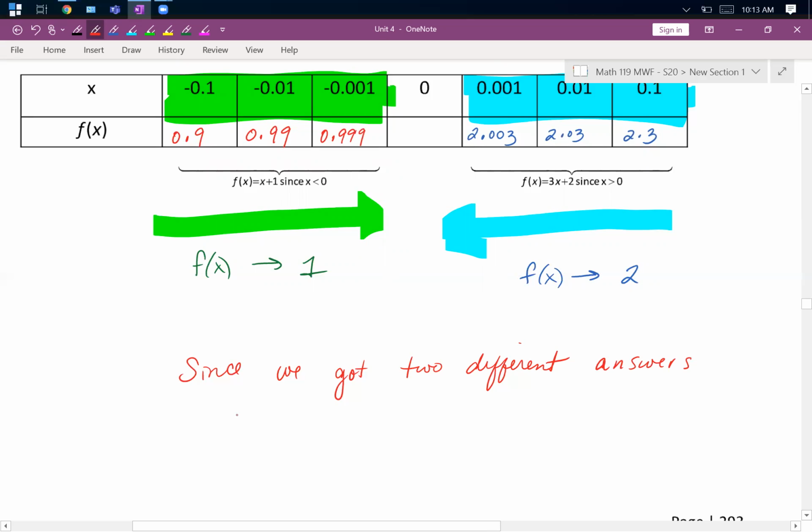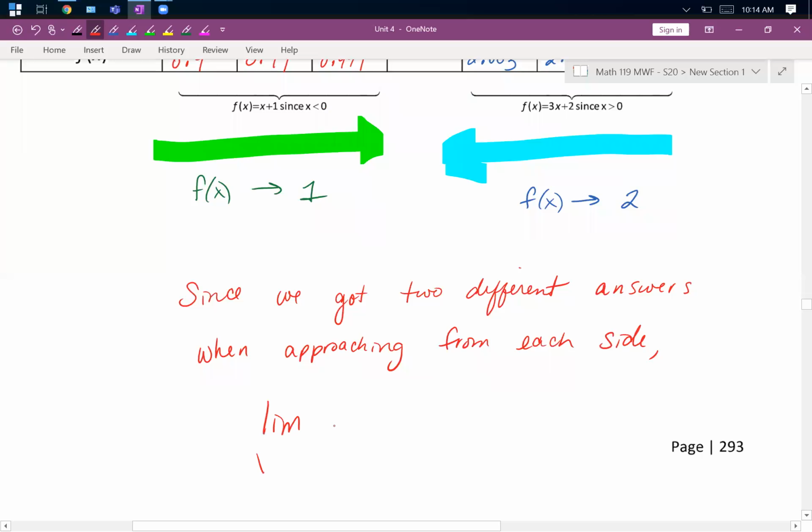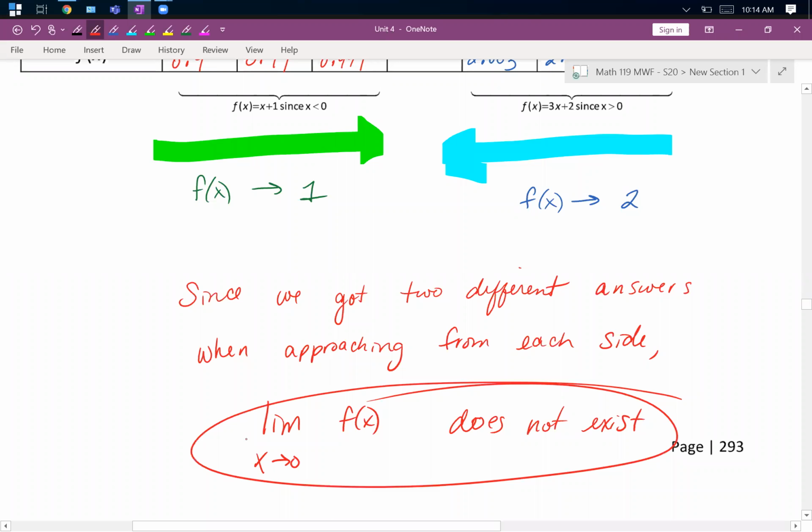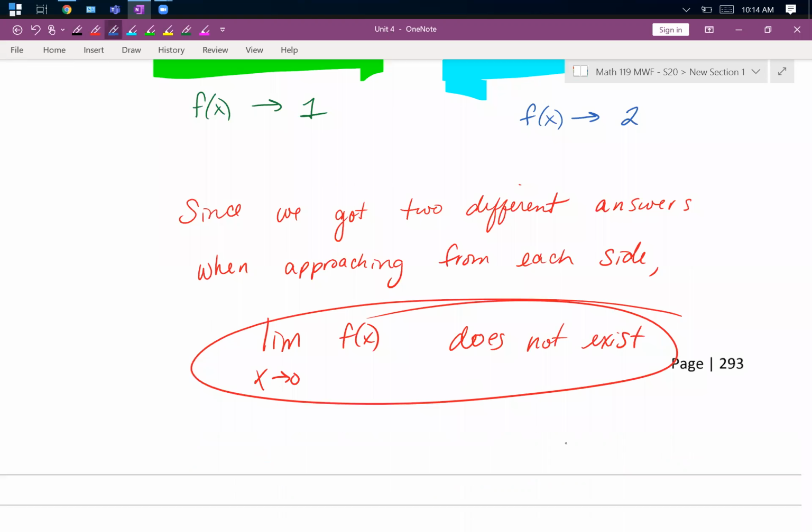I'm trying to figure out how I want to write this. Since we got two different answers when approaching from each side, the limit as x approaches 0 of f of x does not exist. This actually happens relatively often, that a limit does not exist. So we'll even shorthand it. This does not exist is just DNE because it comes up frequently enough.